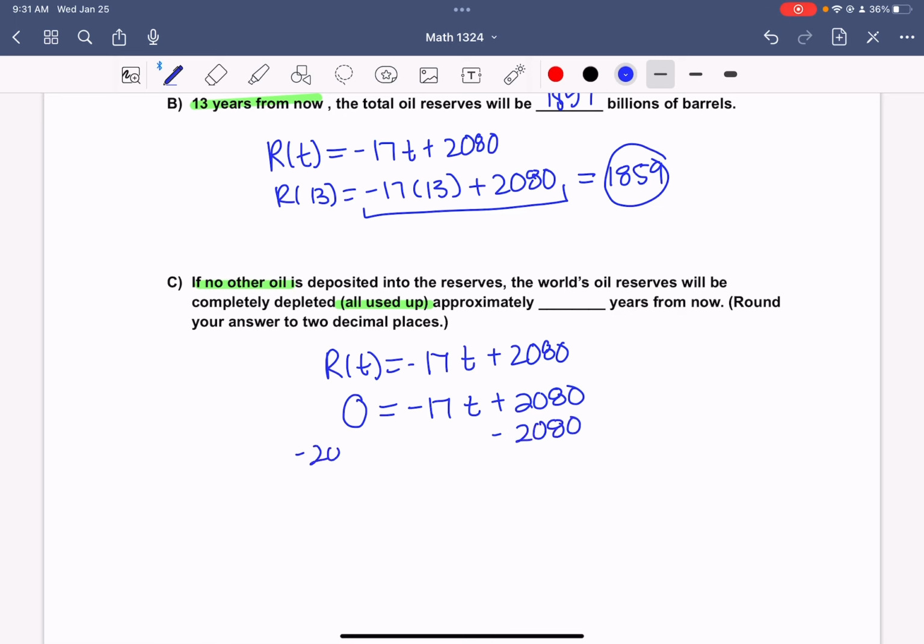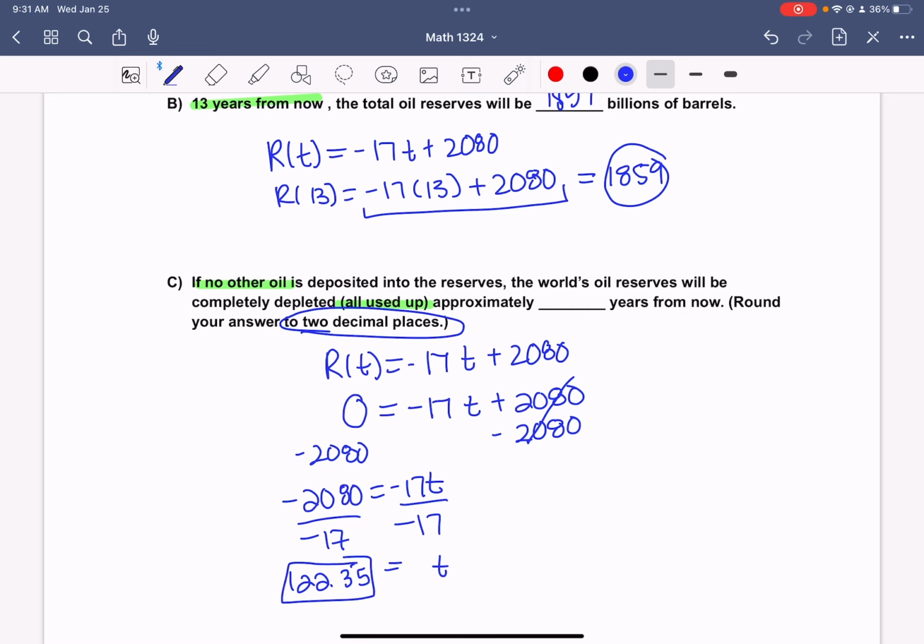So I'll say minus 2080 gives me negative 2080 equal to negative 17t. Divide by negative 17. Again, just using my calculator, this gives me 1.2235. It did say to round to 2 decimal places, and so I know that's how I want to round this answer. So this is saying that in 122 years, 0.35, meaning maybe about March, all the oil would be used up. And that's why they keep on depositing oil reserves in there, etc.